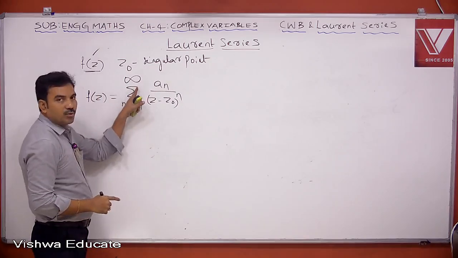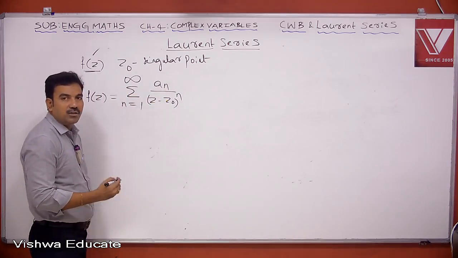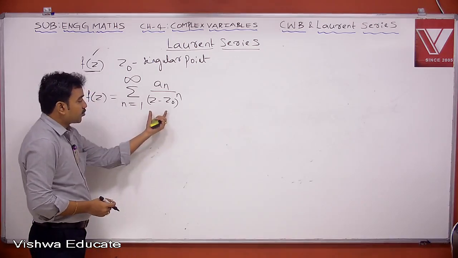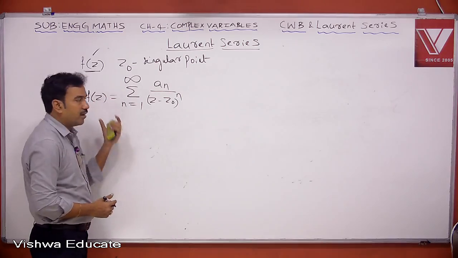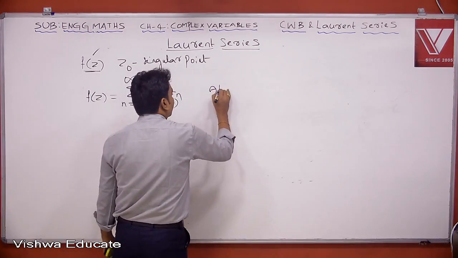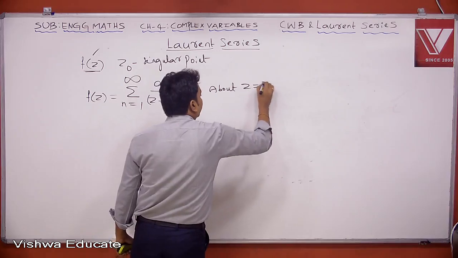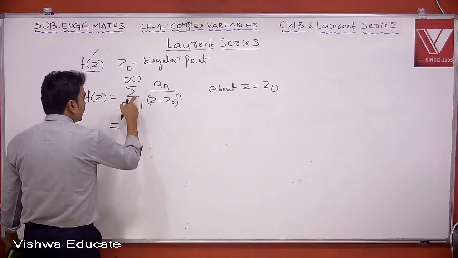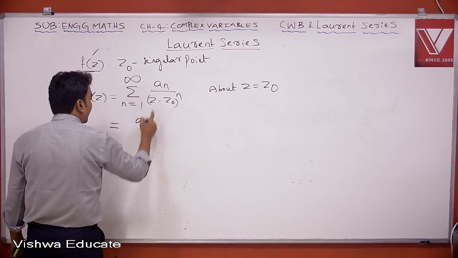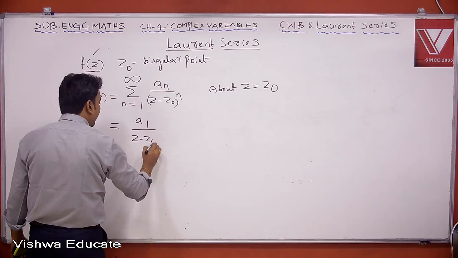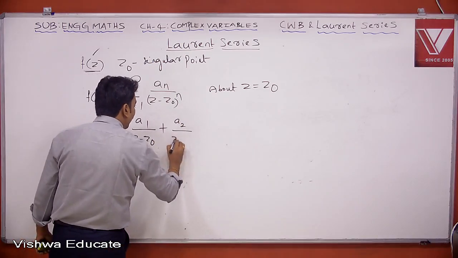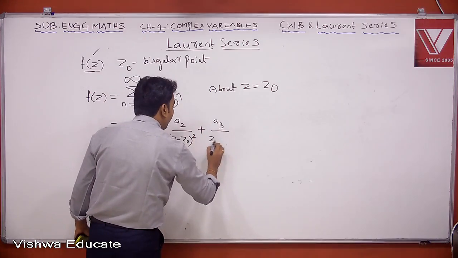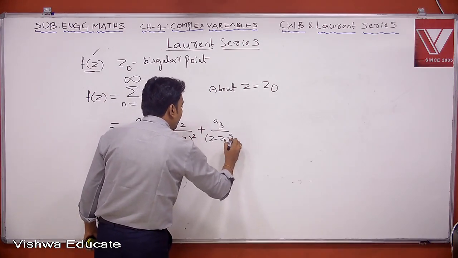Summation n equal to 1 to infinity. So you can take n values 1, 2, 3 and so on. That means you have infinitely many terms. That's why this is called a Laurent series expansion of f of z about z equal to z0. Let me expand this. Summation means additions. Take n value 1, you will get a1 by z minus z0. n value 2, a2 by z minus z0 whole square. Next n value 3, a3 by z minus z0 whole cube, plus and so on.